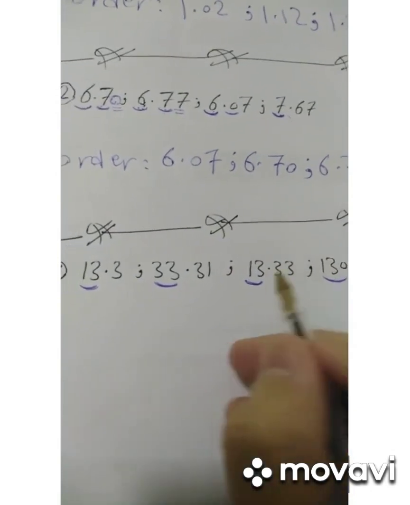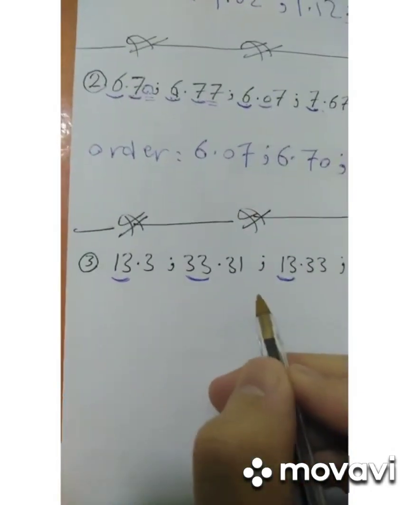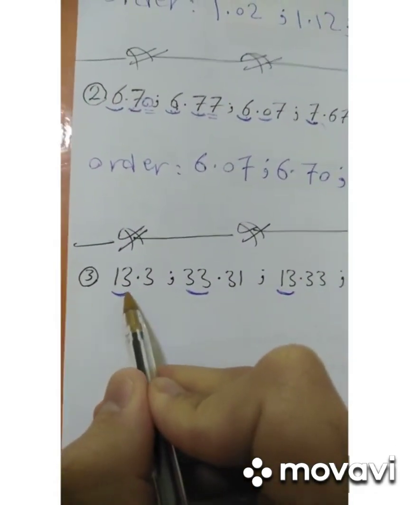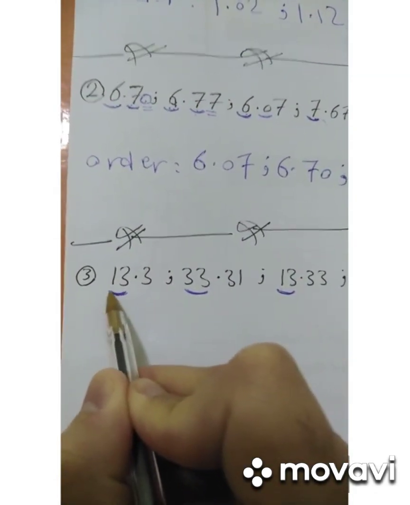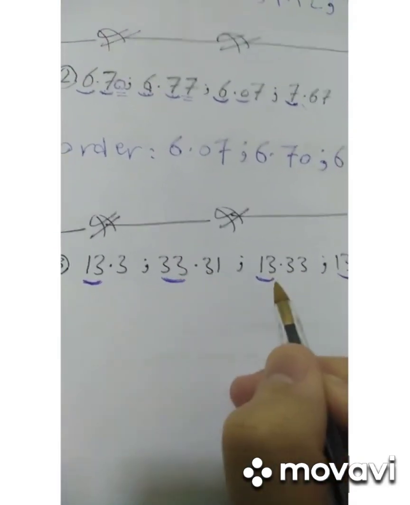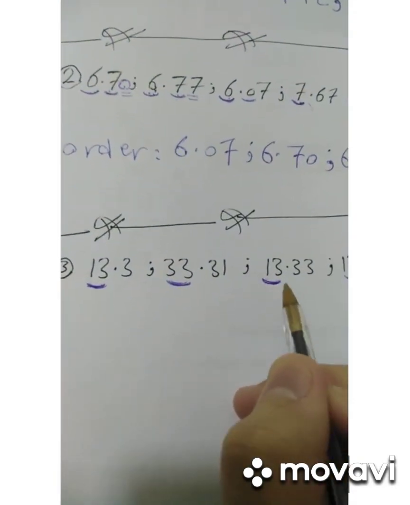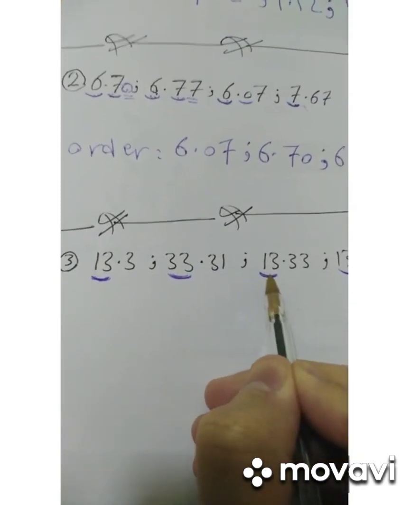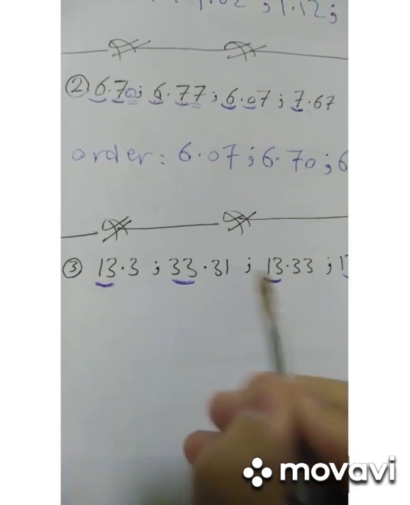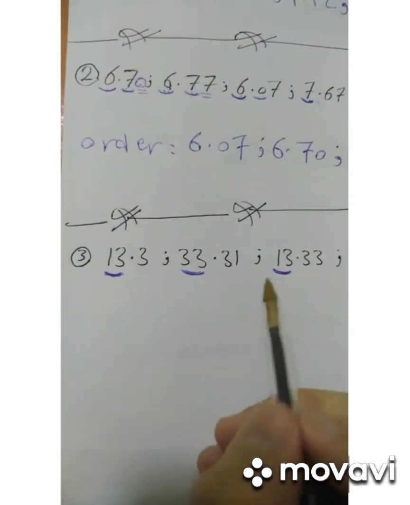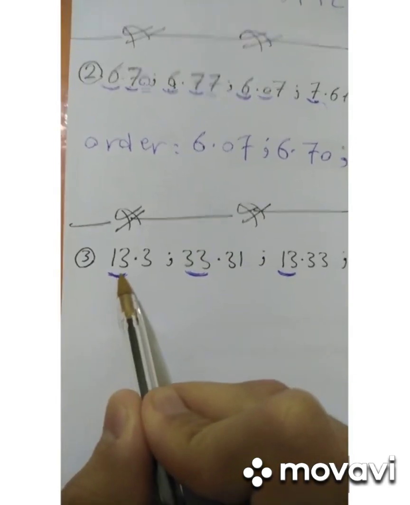Okay? Leave it now and compare these three numbers. Now we have the first whole is 13, the second is 33, and the third is 13. Now we compare 33 is greater than, yes, 13. So now we compare the two smallest number at first. Now we have 13 and 13 in whole.